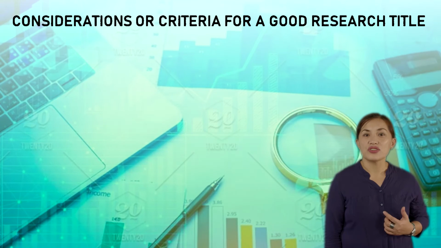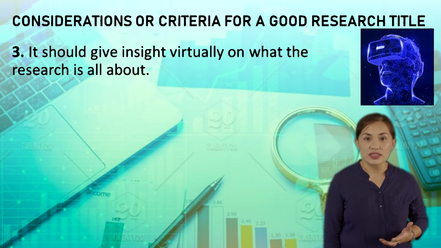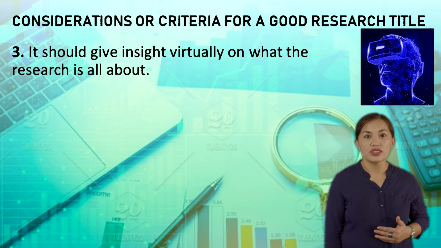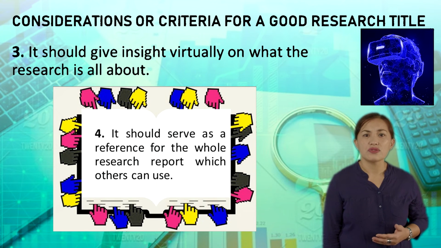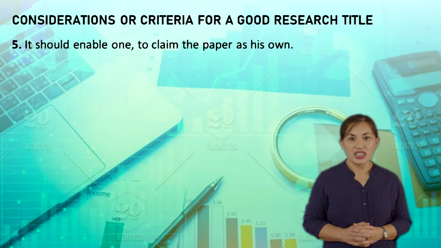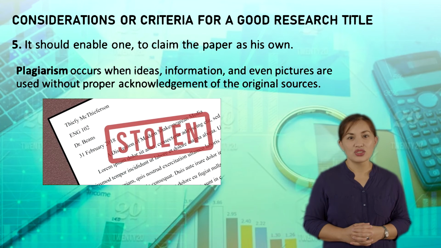Number 3 consideration. The research title should give insight virtually on what the research is all about. Number 4, it should serve a reference for the whole research report which others can use. Number 5, it should enable one to claim the paper as his or her own. Of course, we should always avoid plagiarism, so we could consider our research as our own.